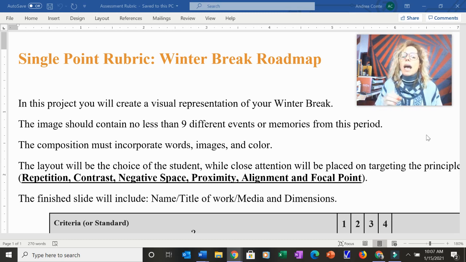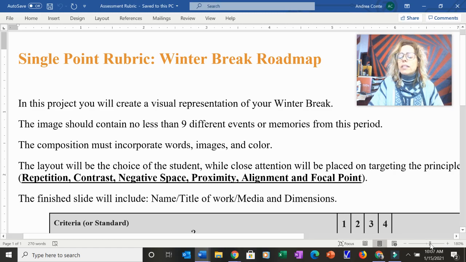Your finished slide in your portfolio, extremely important. This is something that some of you have forgotten sometimes. It needs to include your name, a title for your work, and remember always that theme we talked about last class, the media you use on your work, and dimensions. Dimensions are extremely important. If you're working digitally, you need to put the pixels. There has to be a way for us to know what type of file and what size file you're using.